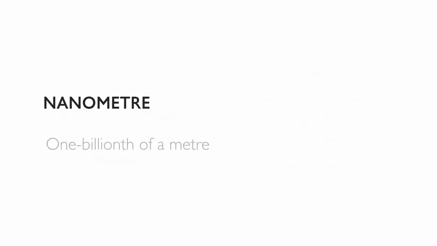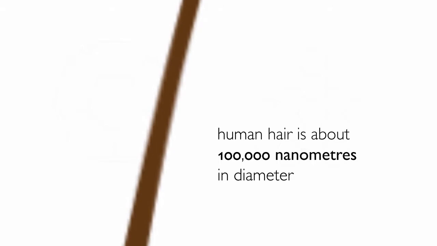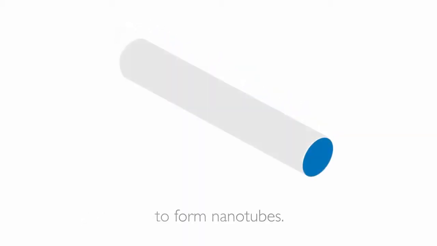A nanometer is a billionth of a meter. To illustrate how small this is, a human hair is about 100,000 nanometers in diameter. Fullerene particles can be joined together to make nanotubes.